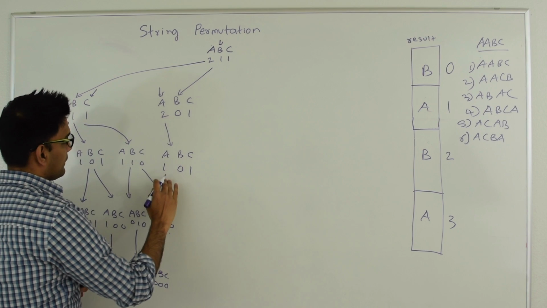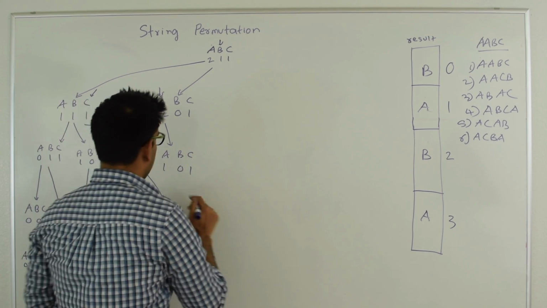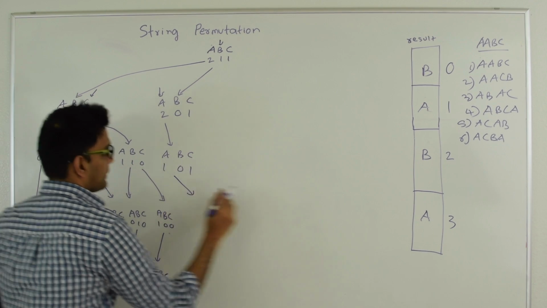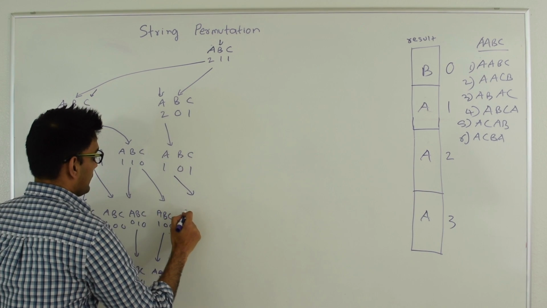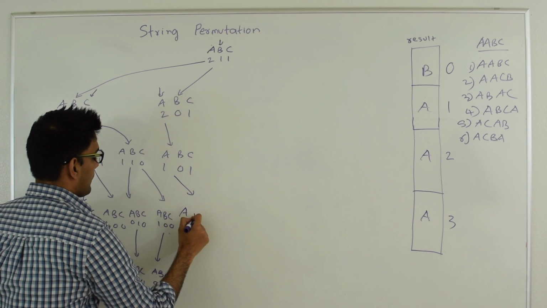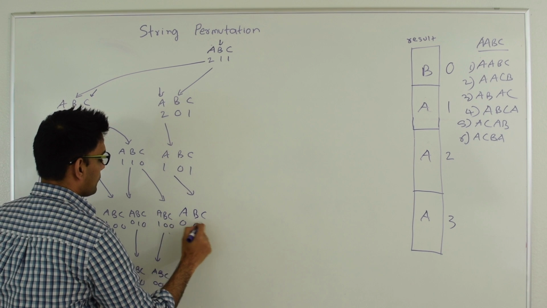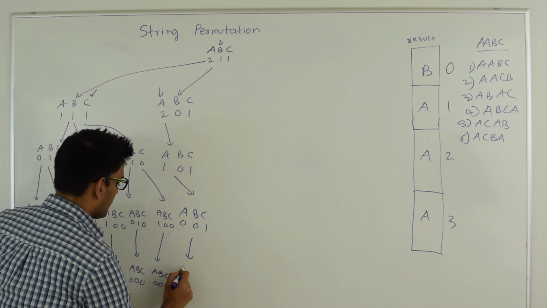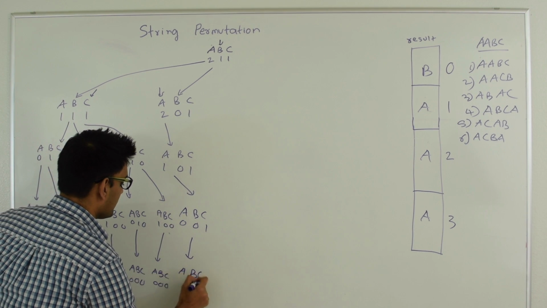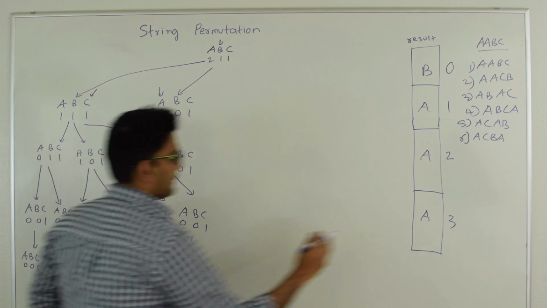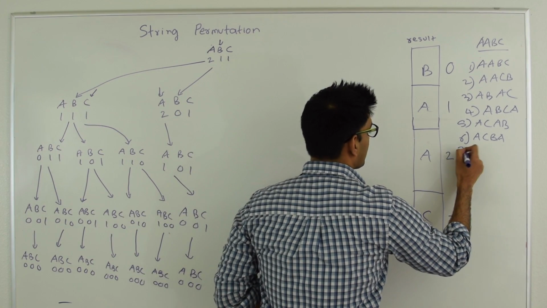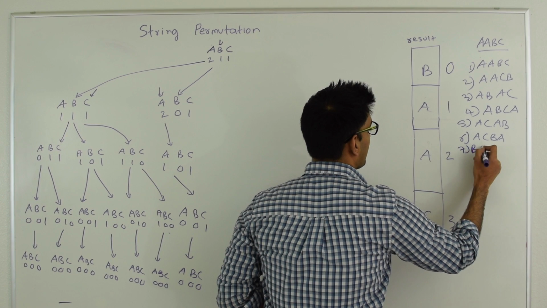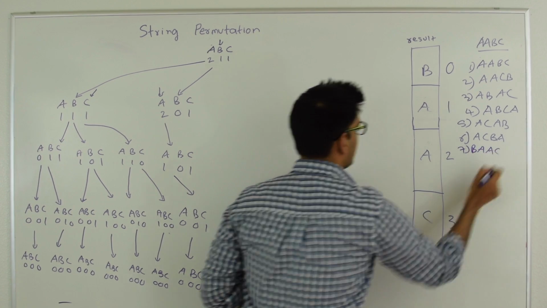And then we again look for A. So this really becomes A. And this is A, B, C, 0, 0, 1. And then finally here it will become A, B, C, 0, 0, 0. And this value will become C. So we will output this as our 7th permutation, B, A, C.